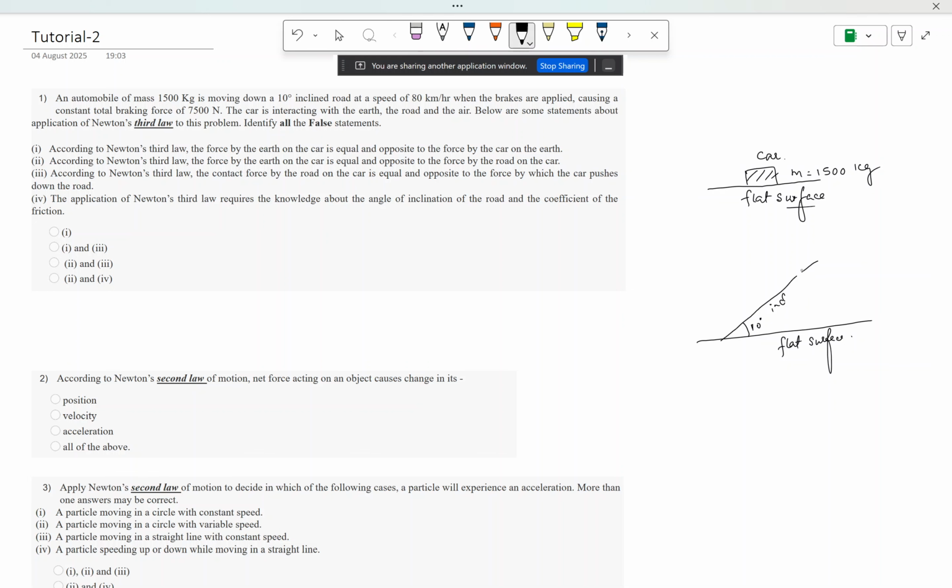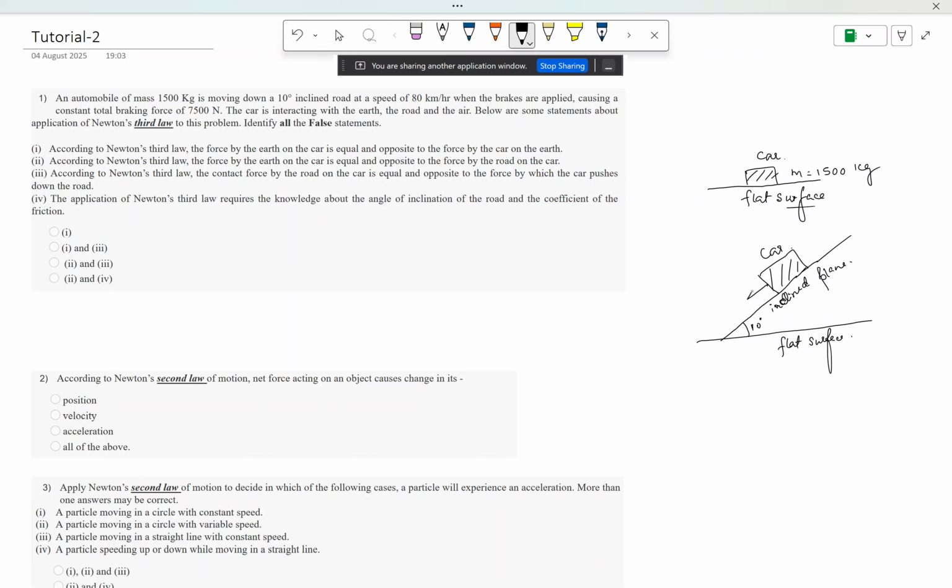So this is the inclined plane at 10 degrees, and on this the car is actually moving. So the car is sitting not on a flat surface but on a 10-degree inclined plane with respect to a flat surface, right? Now its mass is again 1500 kg, and it is moving down the road.